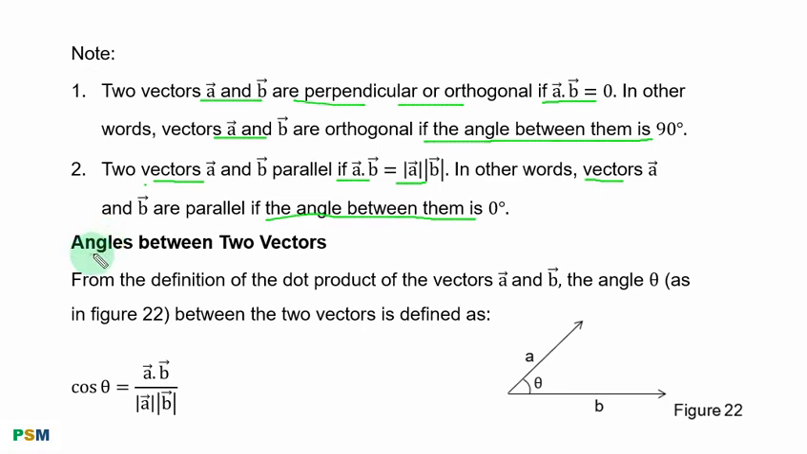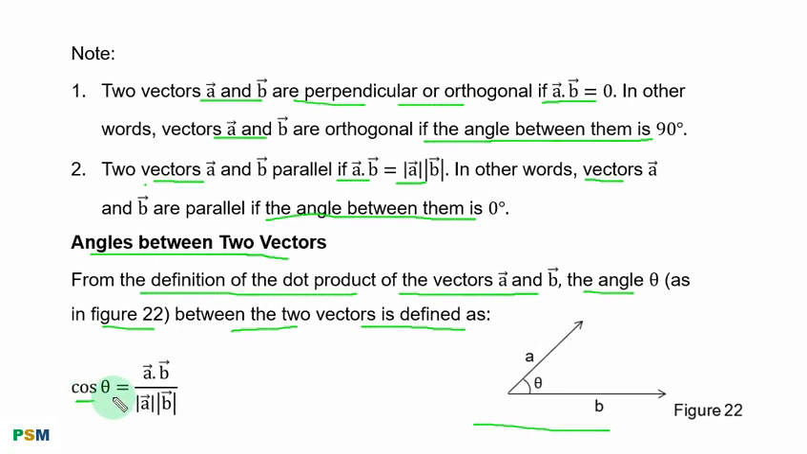Next is angles between 2 vectors. From the definition of the dot product of the vectors A and B, the angle theta, as in figure 22, is the angle between the 2 vectors, and it is defined as cos theta equal to the dot product over the product of the magnitudes of the 2 vectors.